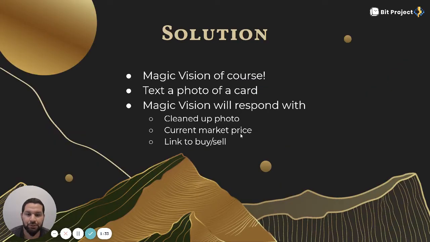So solution, Magic Vision, of course. You text a photo of a card, and Magic Vision will respond with a cleaned up photo, current market price, and a link to buy or sell that card.